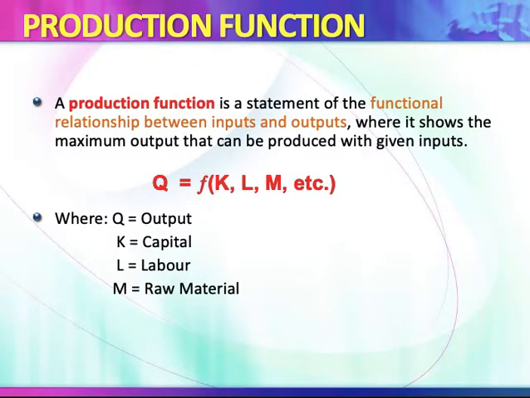There is the production function. A production function is a statement of the functional relationship between inputs and outputs, where it shows the maximum output that can be produced with given inputs. So this is the production function: Q is output, a function of capital K, labor L, M raw material, and many more inputs.